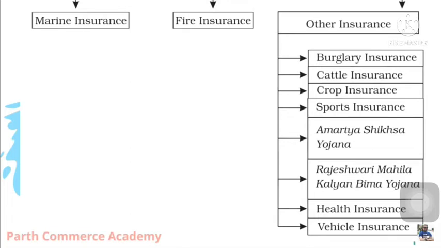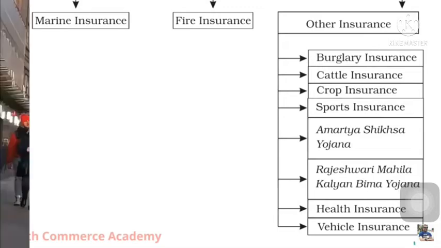Amarth Shiksha Yojana is there. It is for the education of dependent children. It gives protection to them. Rajeshwari Mahila Kalyan Bima Yojana is there. It is specially designed to give protection to women in the case of death or disability. And health insurance is there. Vehicle insurance is there. So about all these things we will see one by one.